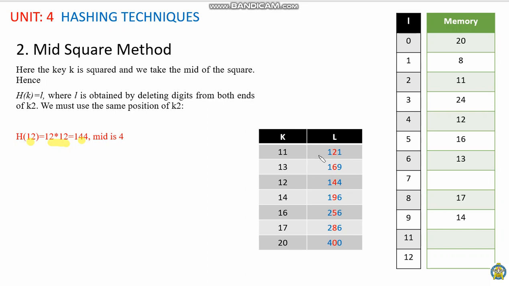So for example, the value 11 would go to location 2. So the key 11, that means the record 11, goes to 7. Similarly, 16 will go to 5, location 12. So that becomes the computed value. So this is called the mid-square method. The third is what is called the folding method.